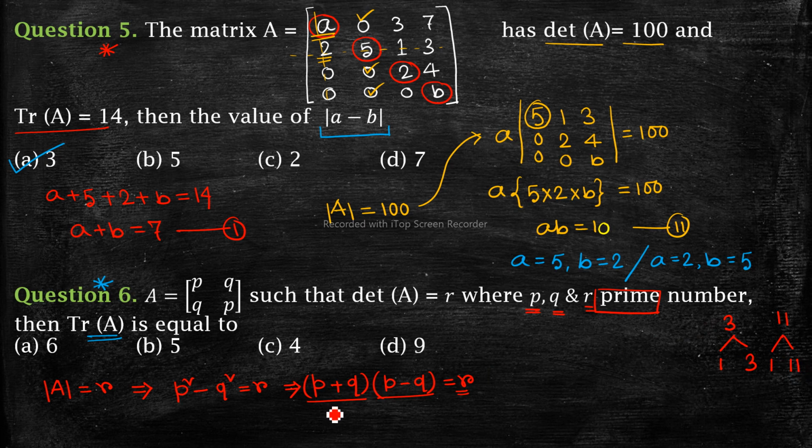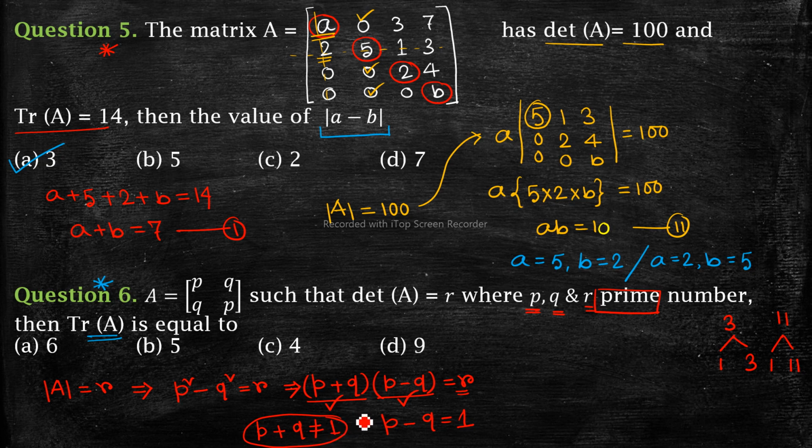That means out of these two, P plus Q and P minus Q, any one is definitely 1. But P plus Q cannot be equal to 1, because the sum of two prime numbers equal to 1 is not possible. That means from here we can write P minus Q should be equal to 1.